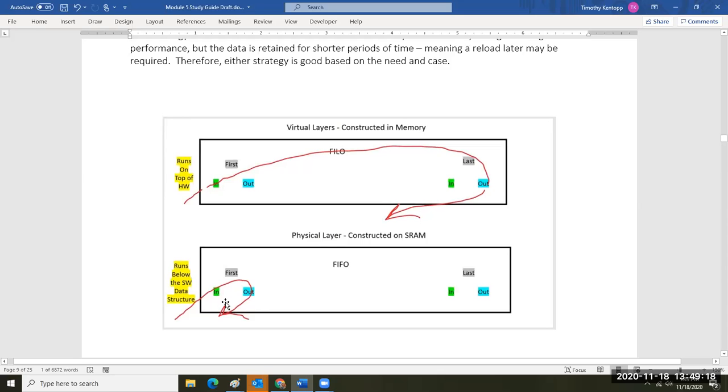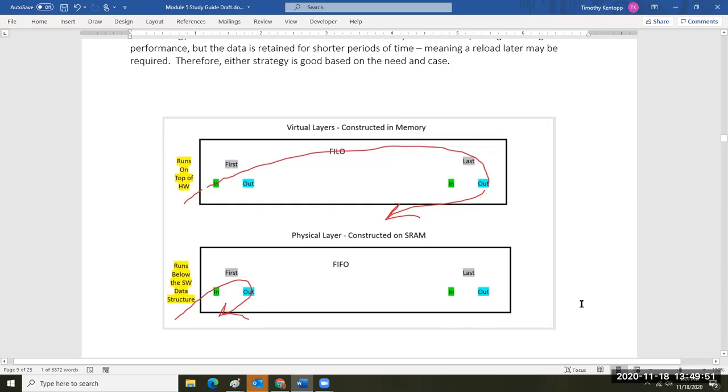So this is on the physical layer. On the hardware layer, this is performed by hardware. The first one is performed by software. On static RAM, the data that's used first is also the data that comes out first. So which one do you think is going to produce data output faster? First in, last out, or first in, first out? First in, first out.